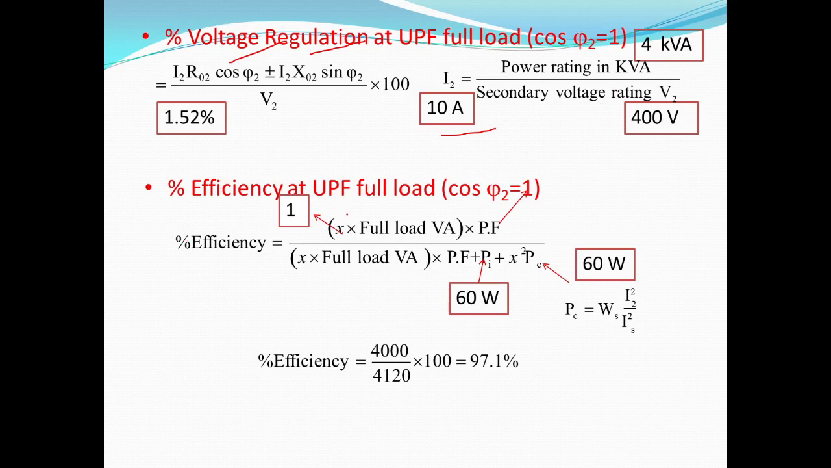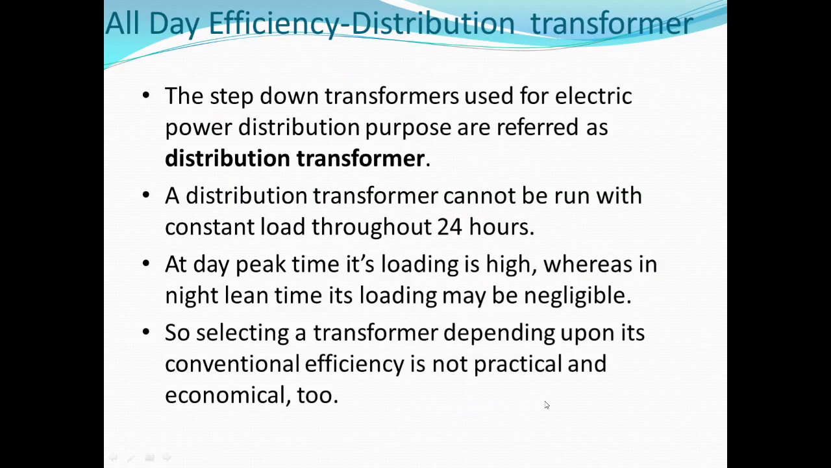So percentage efficiency at unit power factor. Unit power factor means cos phi 2 is equal to 1. At full load, x is treated as 1. So substituting the full load volt ampere rating, power factor, iron losses and copper losses, we finally get the efficiency as 97.1 percent.